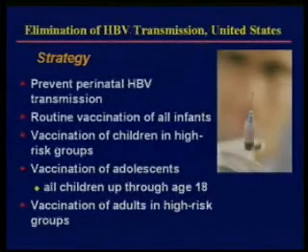Okay. So how do we prevent hepatitis B infection? I think one strategy certainly is to prevent perinatal transmission, since kids can become chronically infected. Routine vaccination of all infants, vaccination of children in high-risk groups, vaccination of adolescents and all children through age 18, and vaccination of adults in high-risk groups.